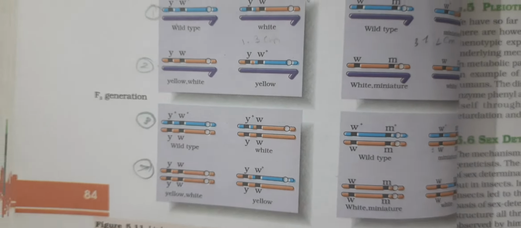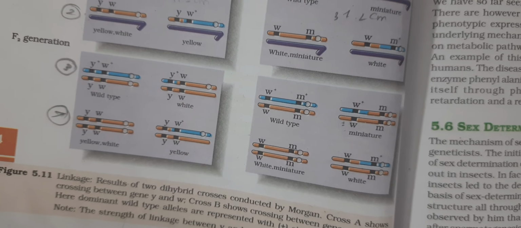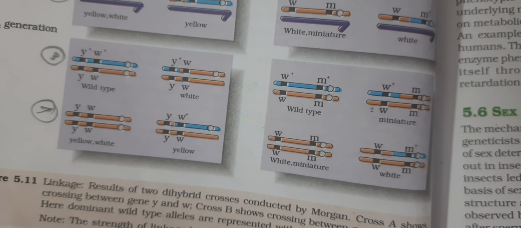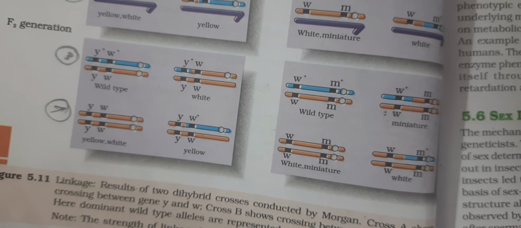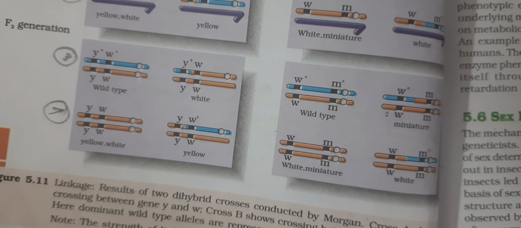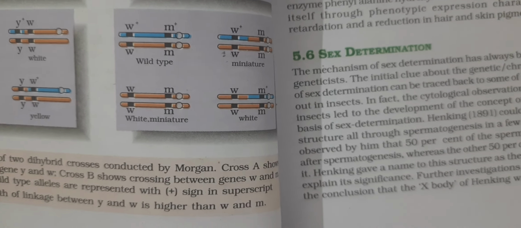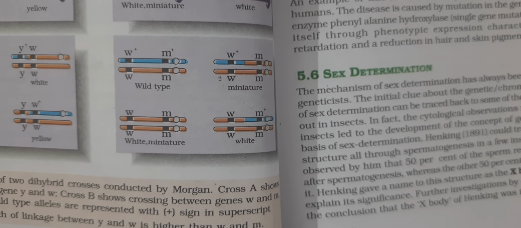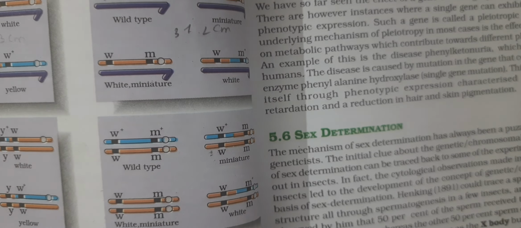Linkage is the result of two dihybrid crosses conducted by Morgan. Cross A shows crossing between genes Y and W, and cross B shows crossing between genes W and M. Here dominant wild type alleles are represented with a positive sign in superscript, and the strength of linkage between Y and W is higher than W and M. So linkage is inversely proportional to distance.